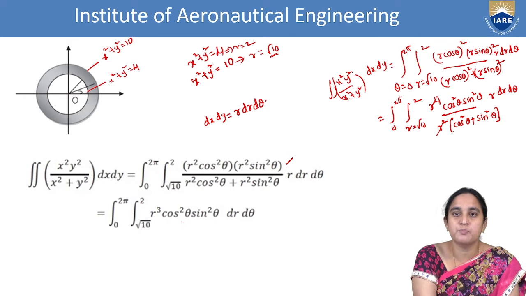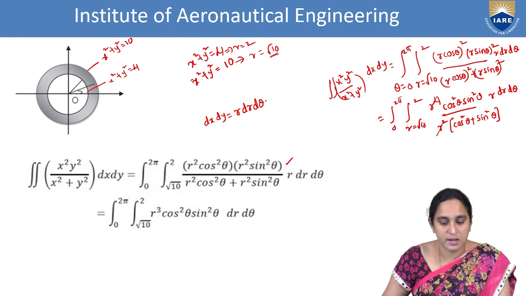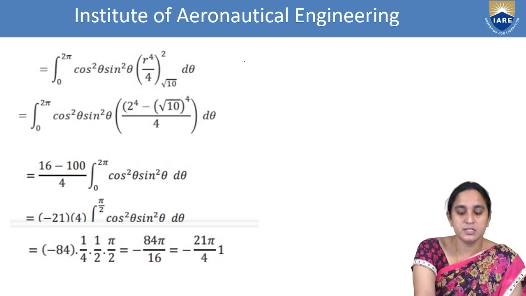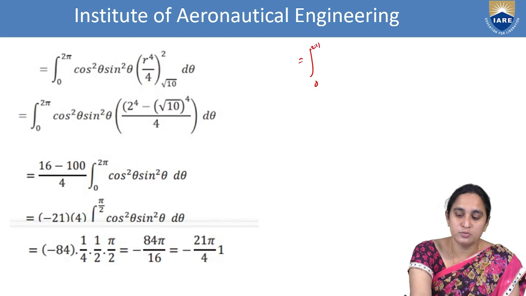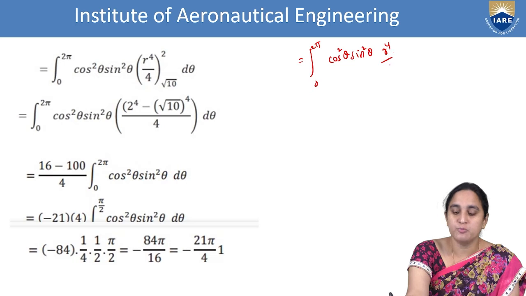After reducing to polar form, first integrate with respect to r. Therefore, the first integration with respect to r is of r cube. The integration of r cube is r power 4 by 4. That is the integral 0 to 2 pi of cos square theta sin square theta, and the integration of r cube as r power 4 by 4, with limit points root 10 to 2, d theta.